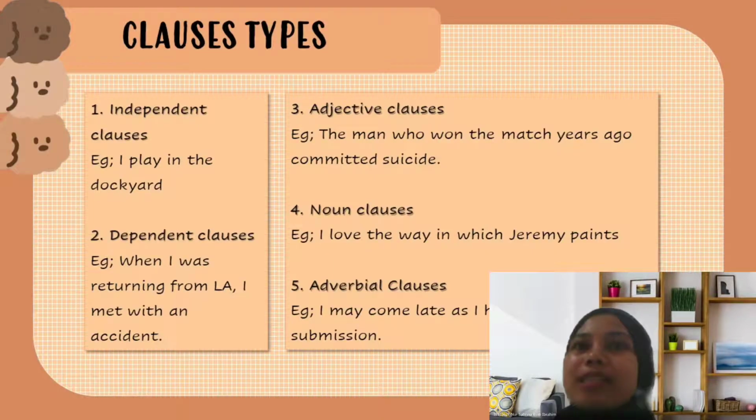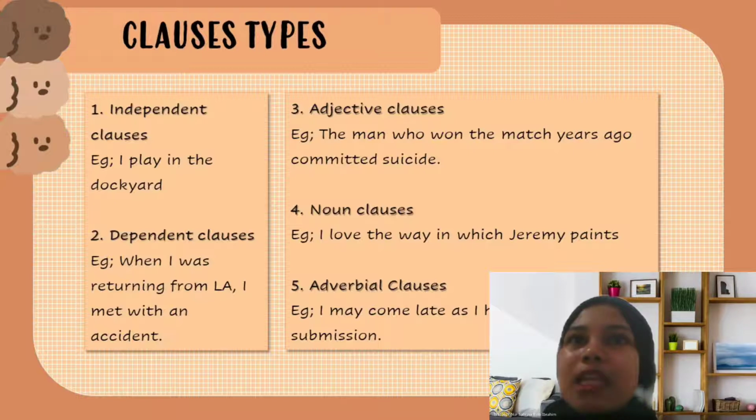So, as we can see now on the slides, are the subtopics under syntax. There are clauses type, sentence type, phrase structure rules, and transformational grammar. We will explain to you each of them. So, the first one is clauses types. There are independent clauses, dependent clauses, adjective clauses, noun clauses, and adverbial clauses.